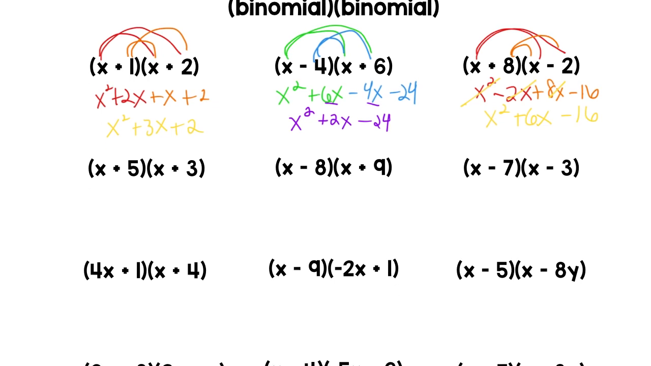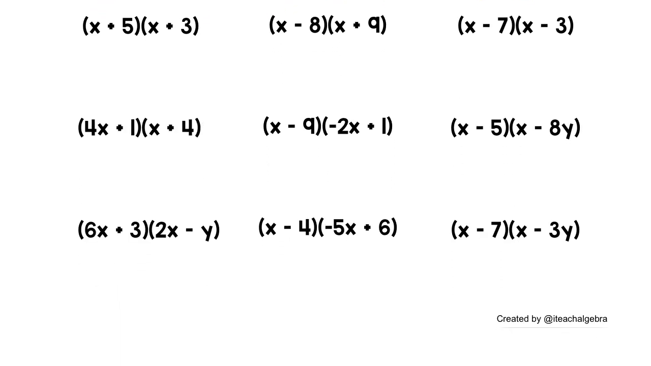If you haven't tried any yet, why don't you try the next one on your own and then come back here and check your work. All right, we've got x times x is x squared. X times 3 is plus 3x. 5 times x is plus 5x. 5 times 3 is plus 15. We combine like terms, and we get x squared, 3x plus 5x is 8x, plus 15.